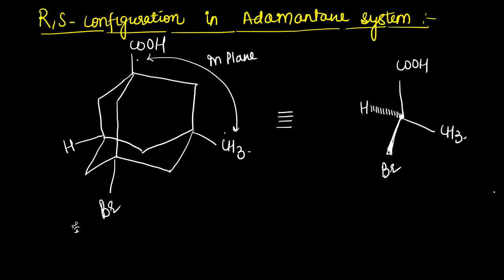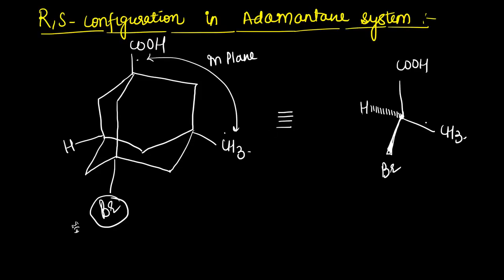So now nothing is difficult. We have drawn the adamantane system by drawing a dot. This bond should be on the solid line. This bond which is on the left side is on the dash side, and these two bonds are always in the plane. Whenever you have to find out R and S configuration, always draw the adamantane system in this way.